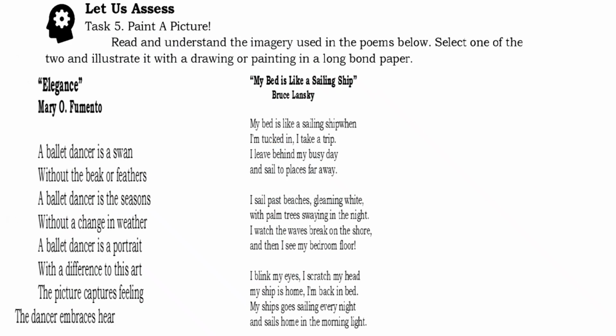Now, let's assess. Let us do Activity 5, Paint a Picture. Read and understand the imagery used in the given poems. Select one of the two and illustrate it with a drawing or a painting on a long bond paper. The rubric is shown in the slide and in your module as your guide in doing this activity.